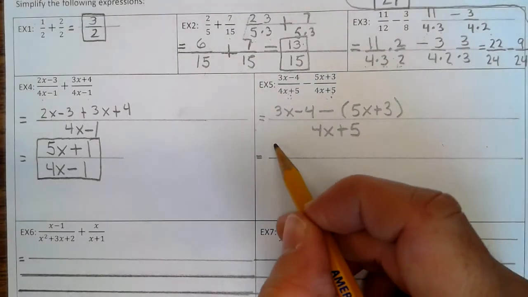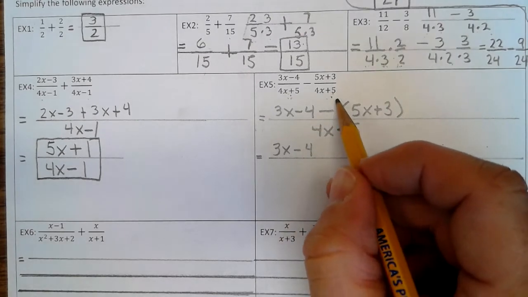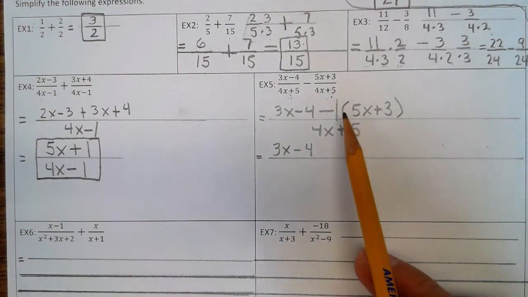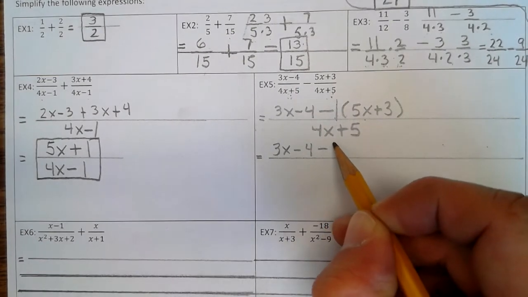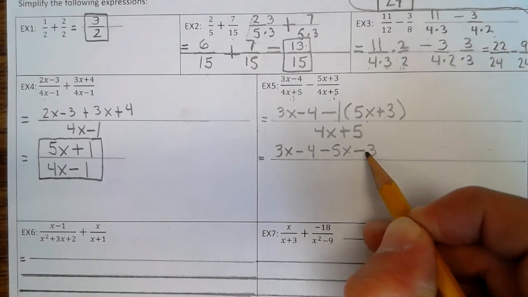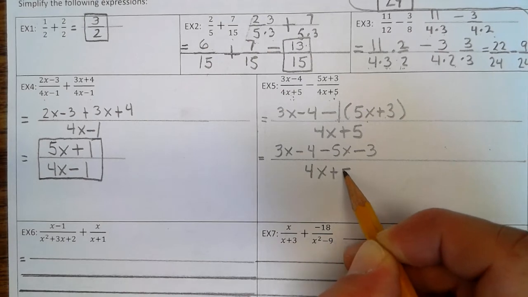So now we subtract, so we have 3x minus 4, and we distribute. Because we're subtracting both terms, we're actually distributing by negative 1. So negative 1 times 5x is negative 5x. Negative 1 times 3 is a negative 3, divided by 4x plus 5.